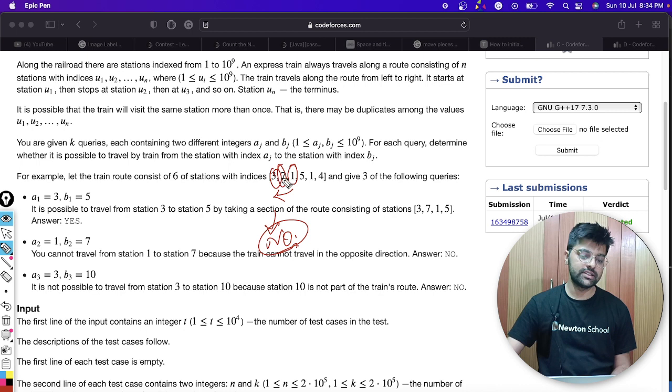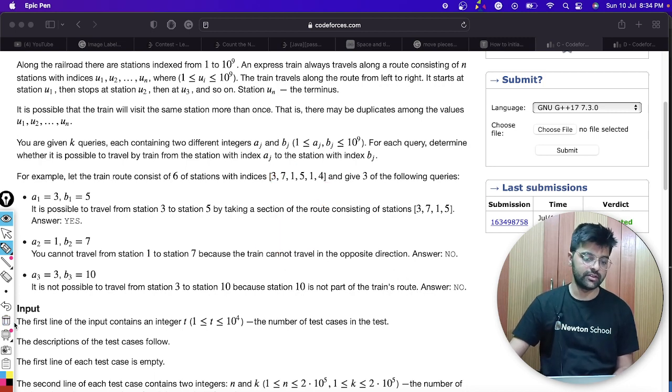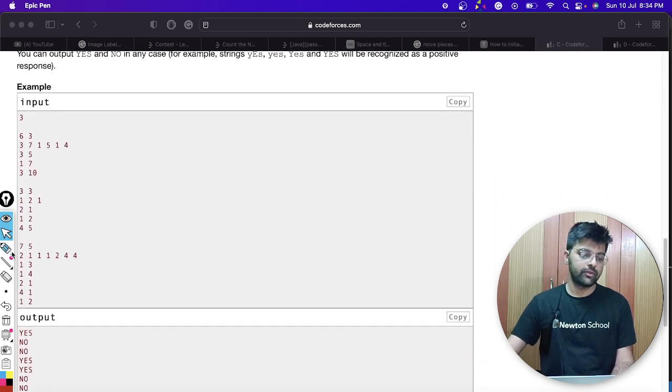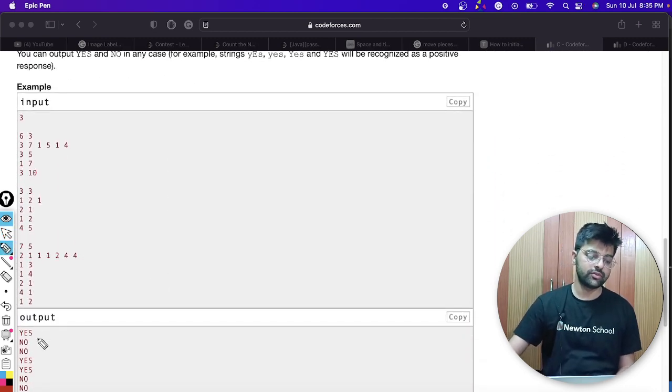Station 3 is here. Station 10, there is no route to station 10. It is not part of the train route, so the answer is no, right? So now we'll discuss the algorithm or the solution.